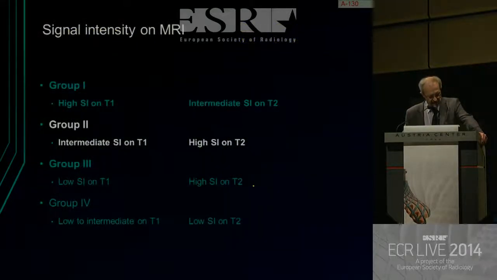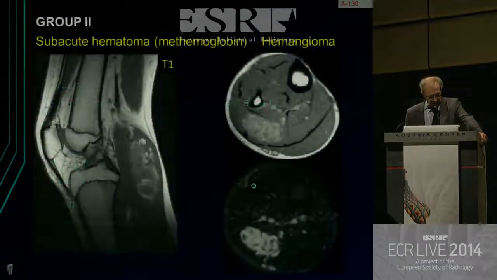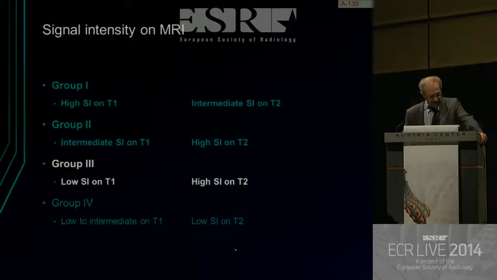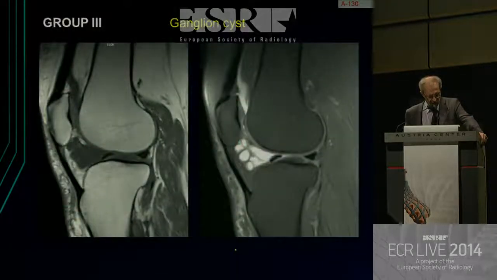Group 2 is intermediate signal intensity on T1 and high on T2. Here we have a mixed high and intermediate signal intensity with low liquefaction area. Then you should think of a hematoma with methemoglobin. Hemangiomas can be a little bit higher than muscle on T1, and when you see again this bag of worms, you think of a hemangioma. Group 3 has a low signal intensity on T1 and a high signal intensity on T2, and that's an easy one here. Very low signal intensity, very high in a ganglion cyst.